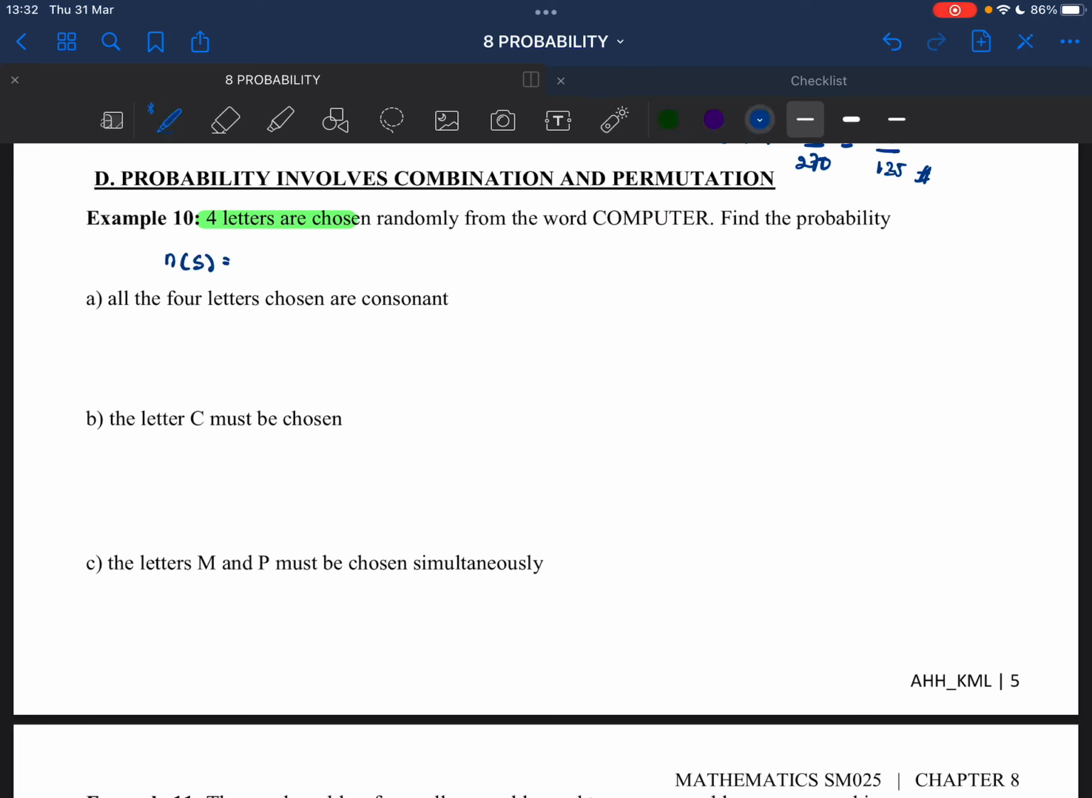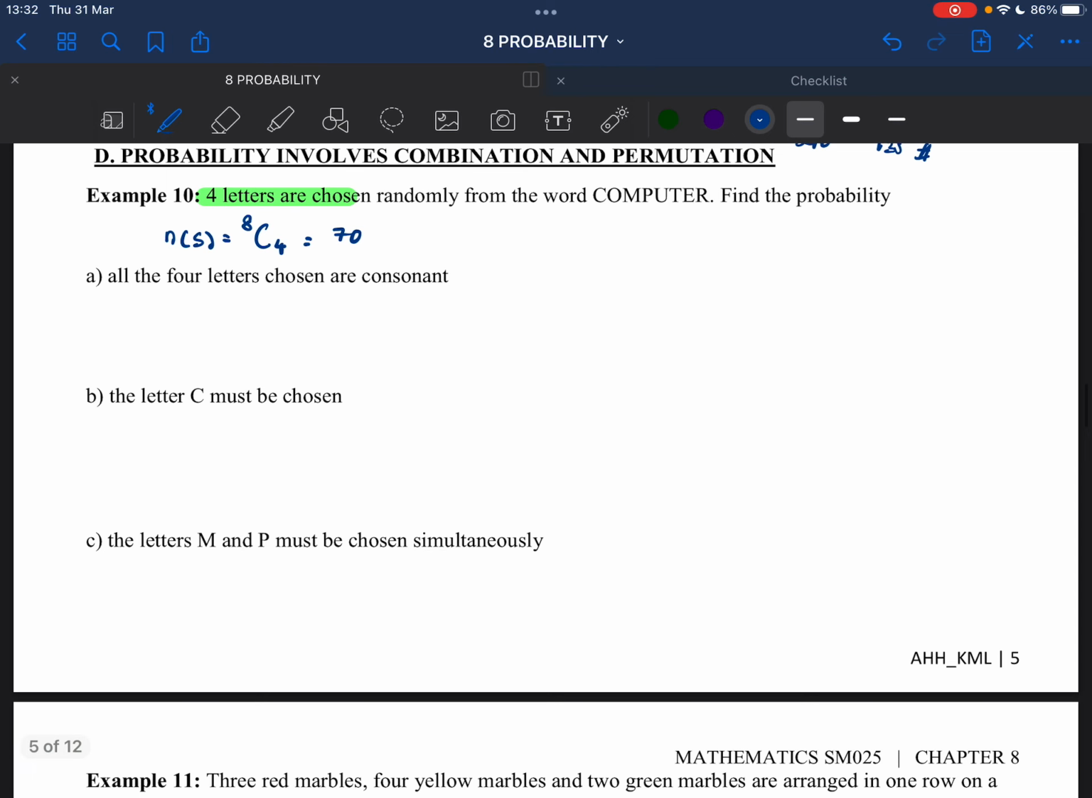And S is equal to 8 huruf dari computer, choose 4, which is 8C4 is equal to 70. So that is your nS. Okay, so now let's go to the first question.